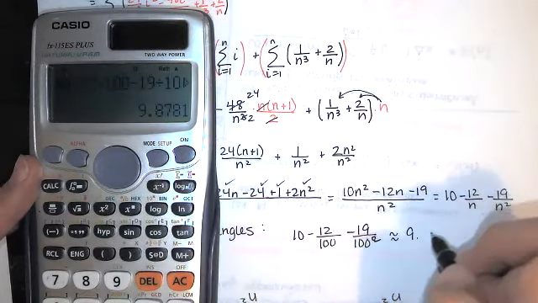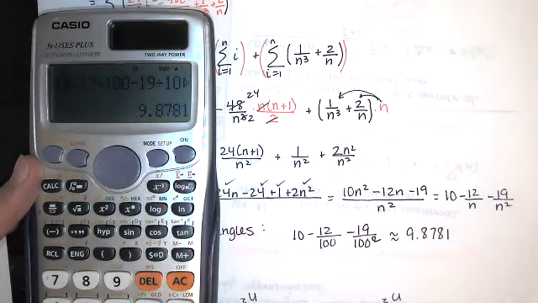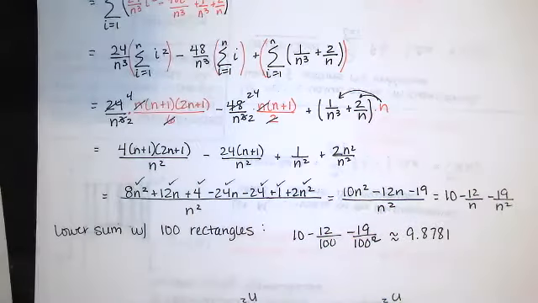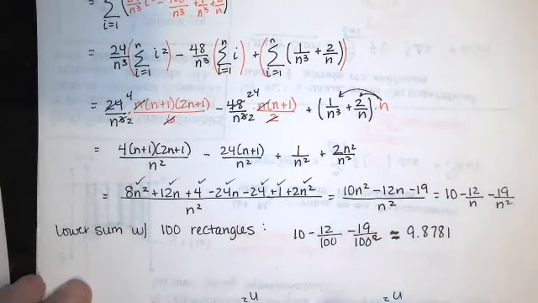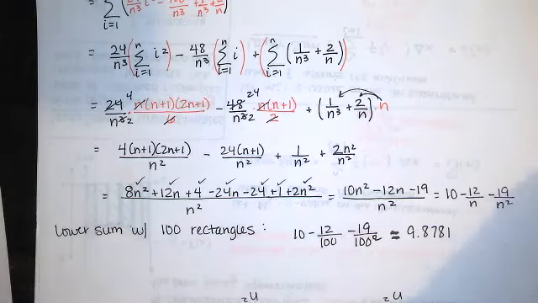So about 9.8781. Well, actually, that's exactly what that is. Calculator gives exact answers. So that is the lower sum with n equals 100 rectangles.